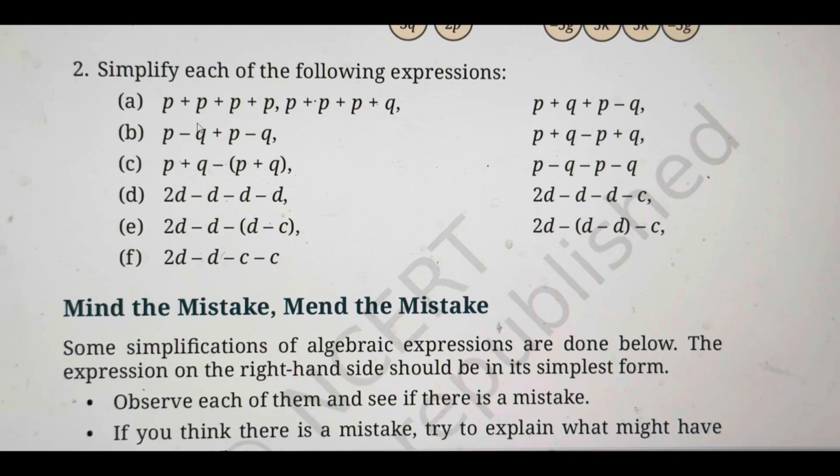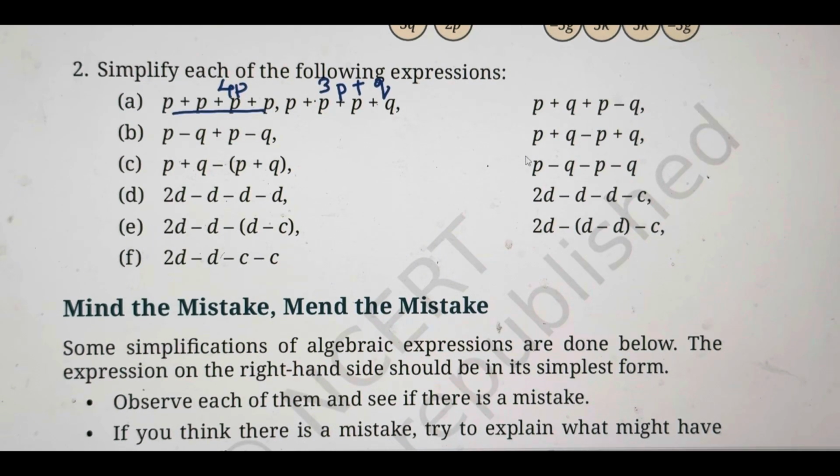So if we see the first one, P plus P plus P plus P, that will be equal to 4P. First one, this, okay. Now here, P plus P plus P plus Q. So P is 3 times, so 3P plus Q, correct?